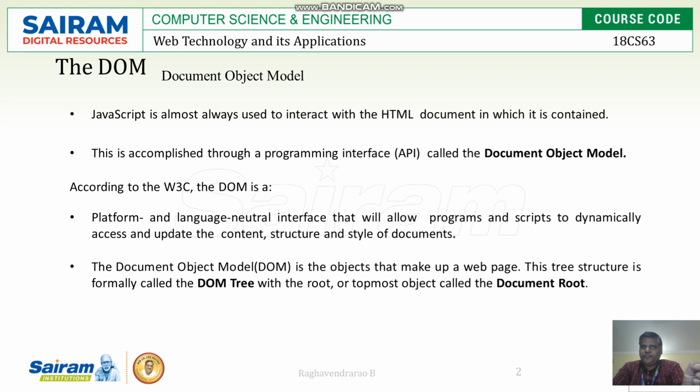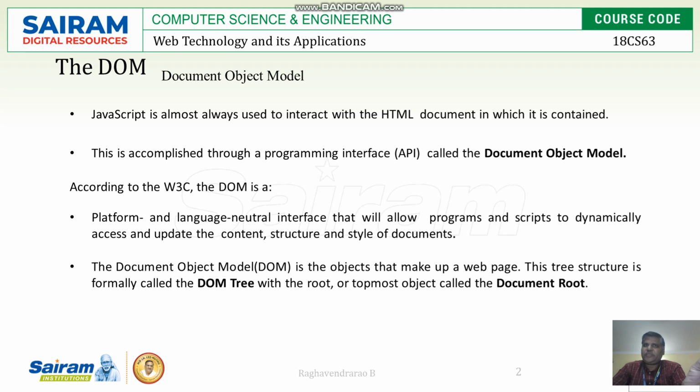According to W3C, the DOM is defined as a platform and language neutral interface that will allow programs and scripts to dynamically access and update the content, structure, and style of documents. This is the definition of DOM. It says that it is a platform and language neutral interface that will allow the programs and scripts to dynamically access and update the content, structure, and style of the documents.